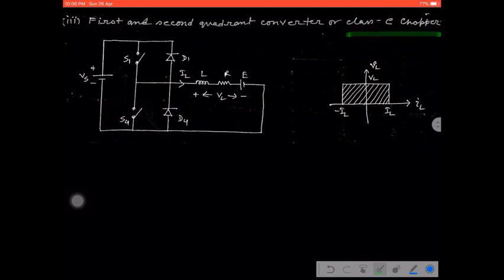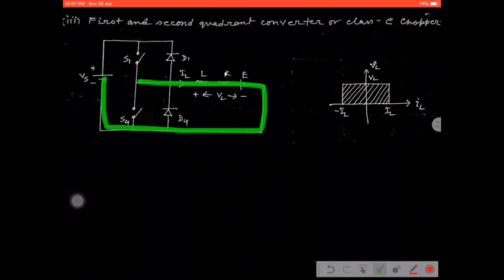Clear? So what happened in this case? Let me recall the operation, just for the application of the switches. During class A chopper, we know the current starts to flow through S1 to the load, and in this way the inductor polarity was positive and negative. When the inductor starts discharging, the polarity reverses, and the inductor tries to discharge in this way. So that is first quadrant operation, class A chopper.